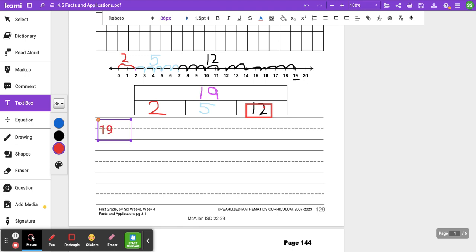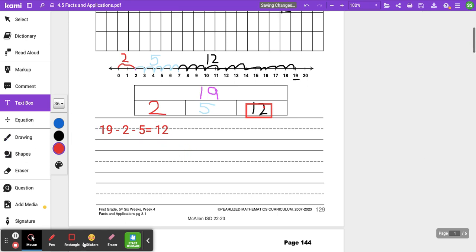So 19 minus 2 minus 5. And we're going to ask the question, how much does that equal? And it equals, what was the rest? What was left? There were 12 cookies left. And here it is, my answer box.